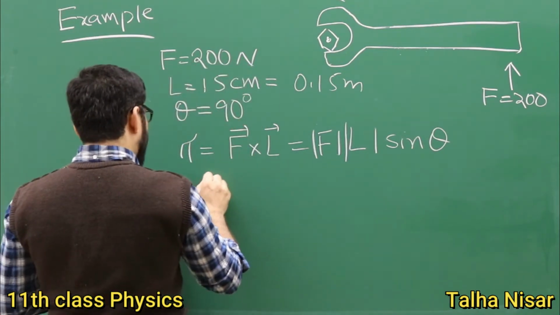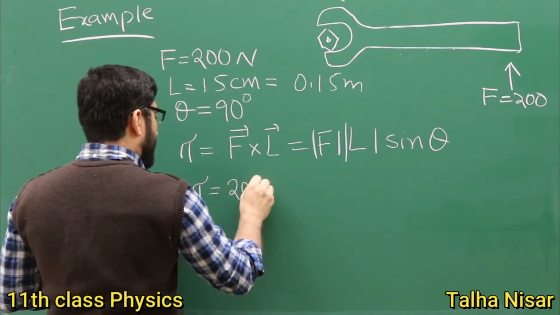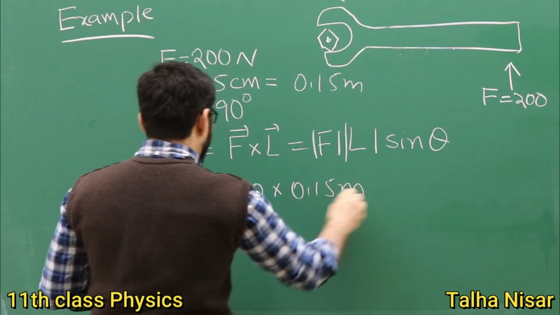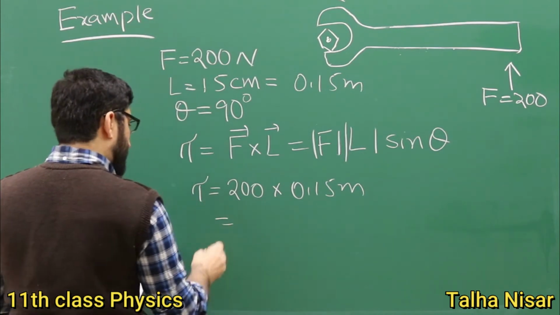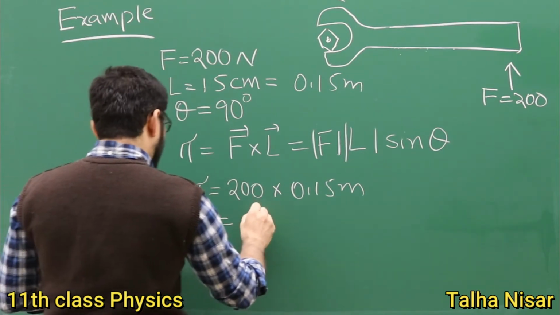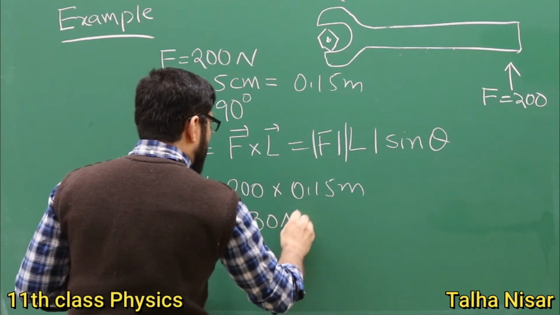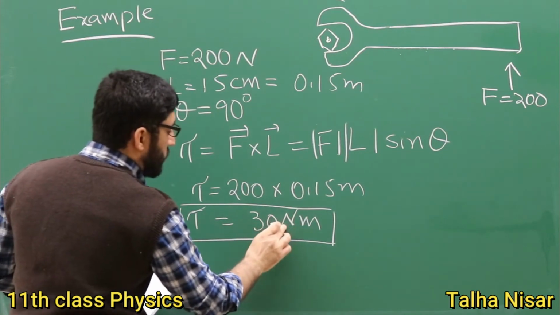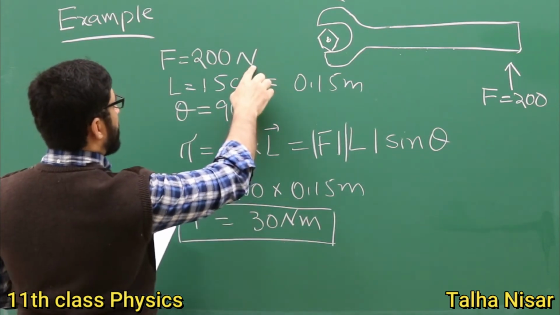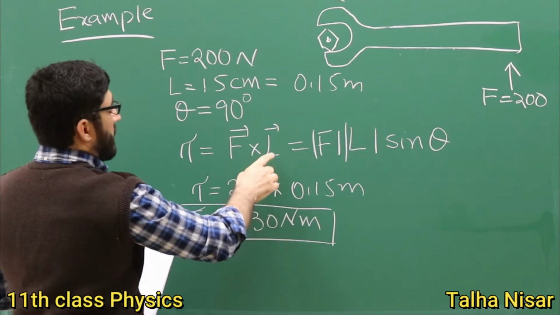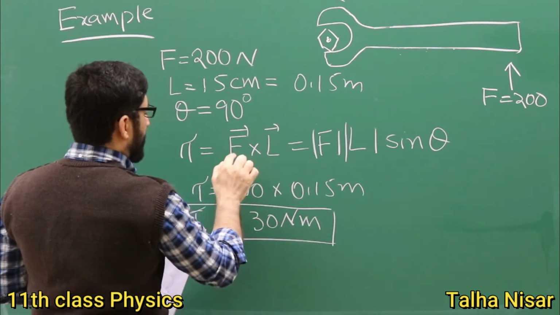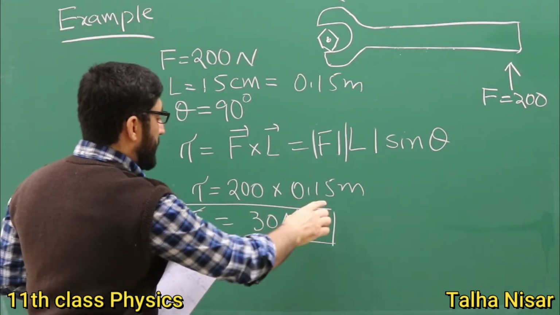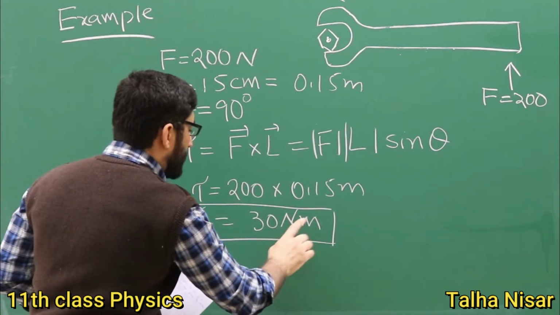So the torque is 200 newtons multiplied by 0.15 meter, which is 30 Newton meter. So the unit of the torque is Newton meter. So we can see here we have the force multiplied by the length. The unit of the force is Newton, and the unit of the length is meter. So the unit of the torque is Newton meter.